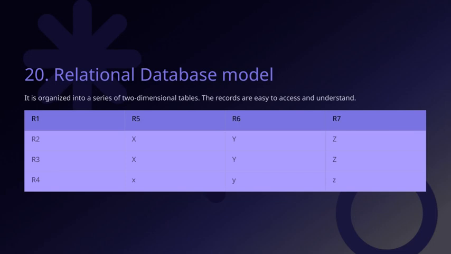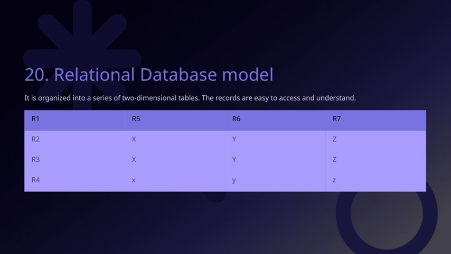So this slide introduces the relational database model, which is organized into a series of two-dimensional tables. These tables are designed to make data easy to access and understand. When you look at a relational database, you'll see that data is stored in rows and columns, much like a spreadsheet. The key point here is that this structure allows for straightforward retrieval of information because each record is clearly organized. For example, in the table shown, you can see different records labeled R1 through R4, with columns R5, R6, and R7 holding specific data points.